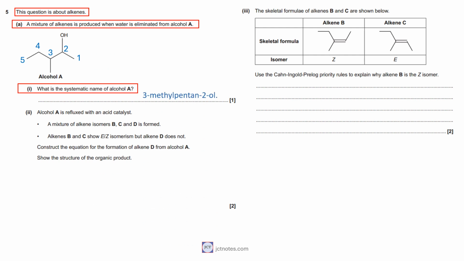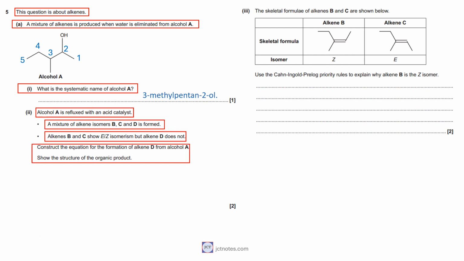In the second question, the alcohol A is refluxed with an acid catalyst, producing a mixture of alkene isomers B, C, and D. Alkenes B and C show E/Z isomerism but alkene D does not. We are asked to construct the equation for the formation of alkene D from alcohol A, showing the structure of the organic product. The reflux of an alcohol with an acid catalyst produces an alkene. Besides, the question mentioned that they are alkenes.